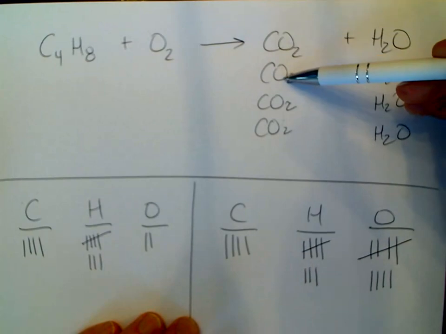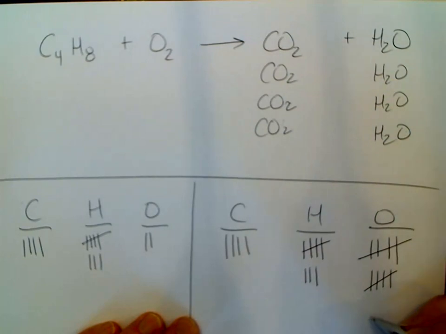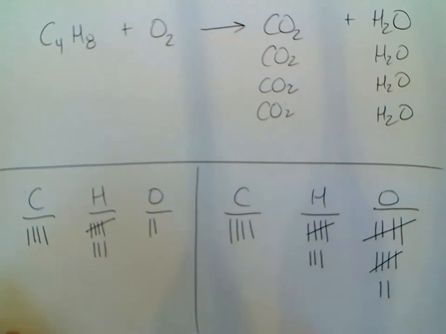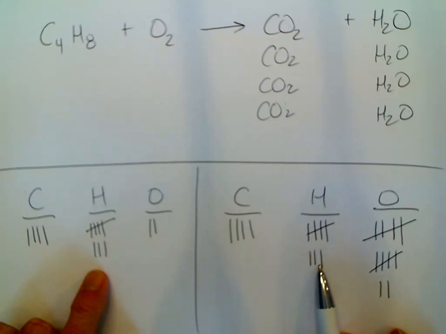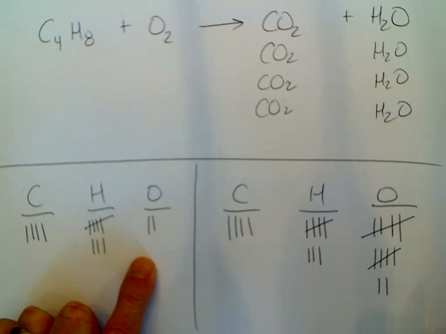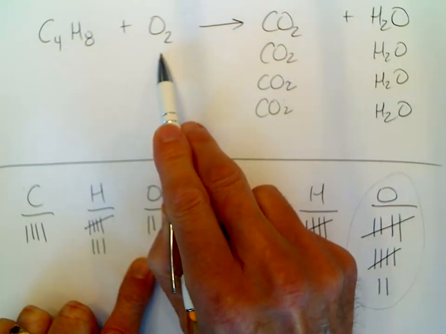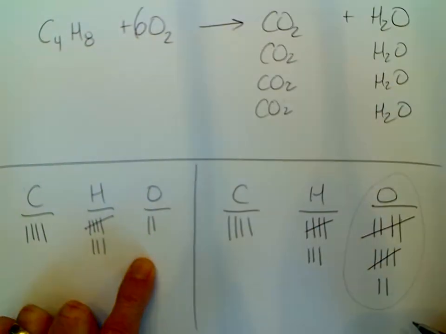So notice I got 2, 4, 6, 8, 9, 10, 11, 12 oxygens. Hey, I think I got everything balanced but my oxygens right now. I got 4 carbons and 4 carbons. I've got 8 hydrogens and 8 hydrogens, and the oxygens are a mess. But it's an easy fix now, right? Because I've got an even number of oxygens over here. I've got 12. And I think you can see I'm going to need 6 of these, right? If I got 6 O2, that gives me 12 oxygen. So I'm just going to go ahead and write the 6 here, like that.